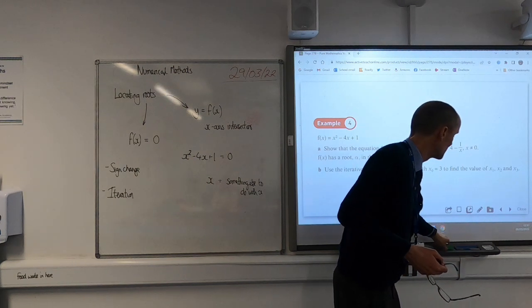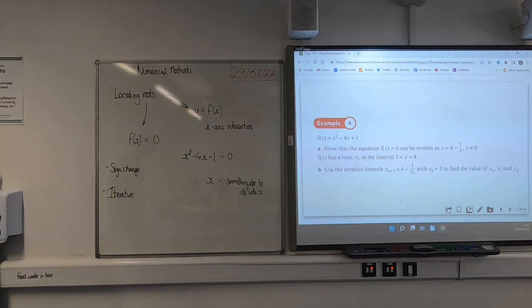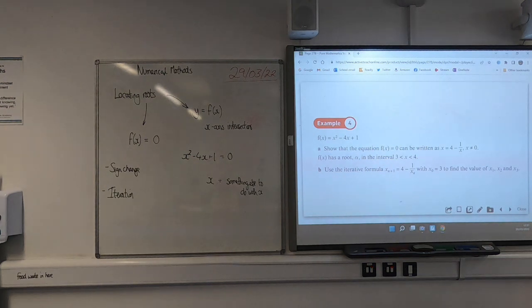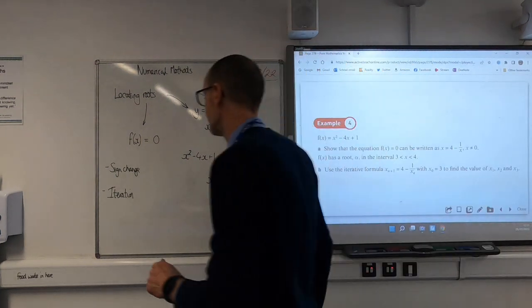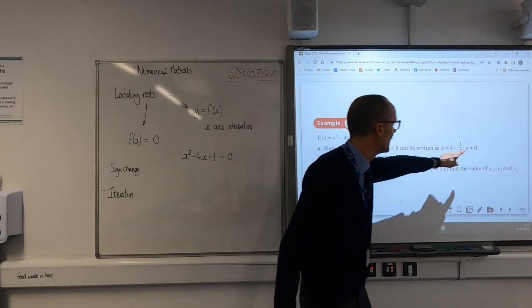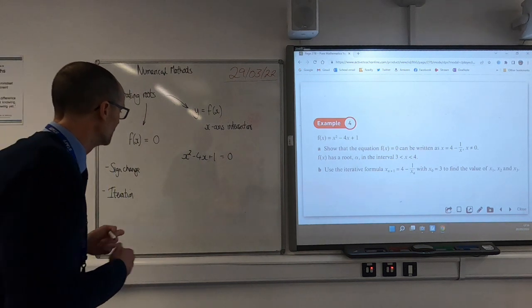Okay, so they've given us the rearrangement. Can you get to that rearrangement? It's not as straightforward as it maybe seems. So I want you to get from this, from equal to 0, to that. There's a helpful little hint here. X can't be 0. So that maybe gives you a bit of a clue as to what they've done.